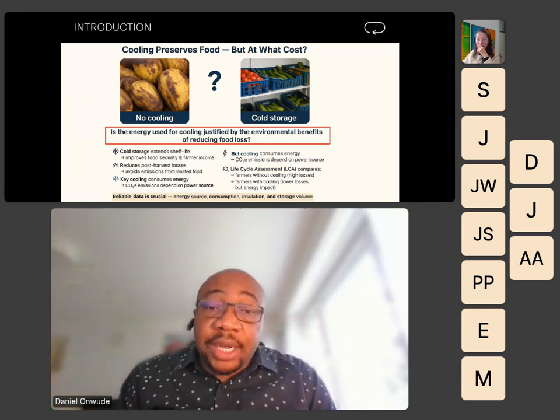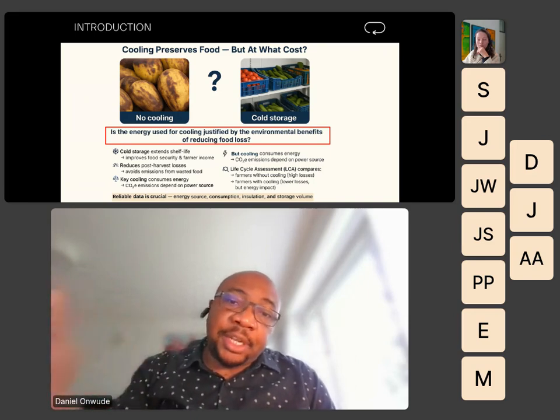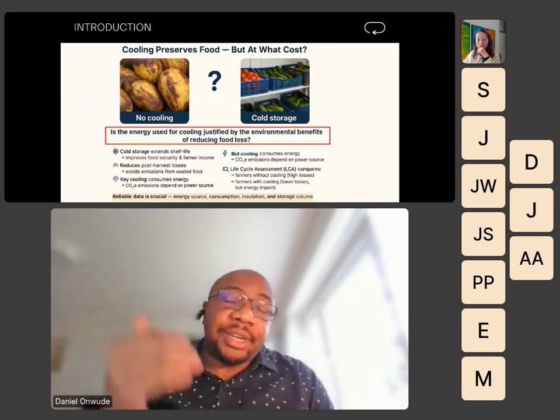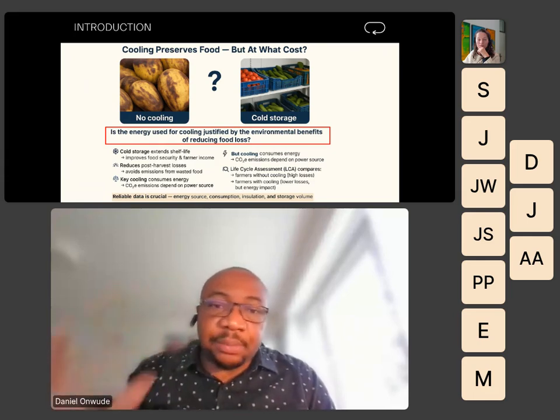Okay, so now I'm going to delve a bit deeper into the three different components that make up this approach.